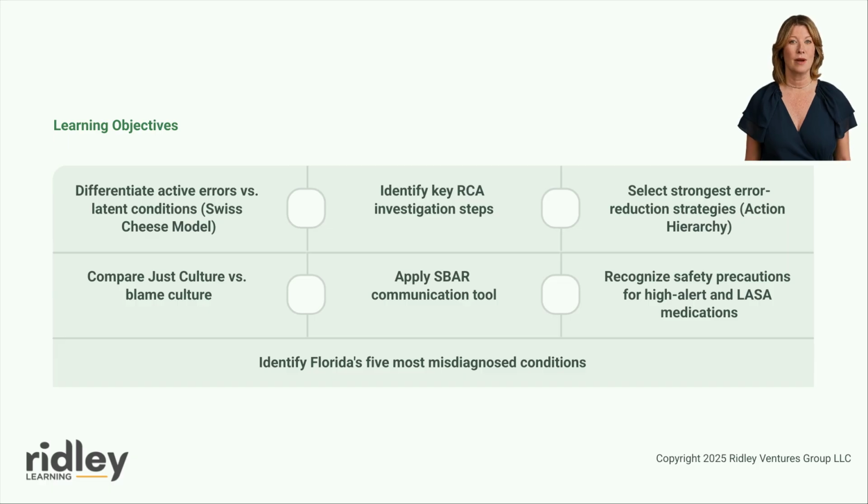Let's begin by outlining the learning objectives for this course. Upon completion, you will be able to differentiate between active errors and latent conditions within the context of the Swiss cheese model of accident causation. You will be able to identify the key steps of a root cause analysis investigation, from data collection to the development of causal statements. You will learn to select the strongest error reduction strategy for a given clinical scenario using the action hierarchy framework. You will be able to compare the principles of a just culture with a traditional blame culture in response to a medical error.